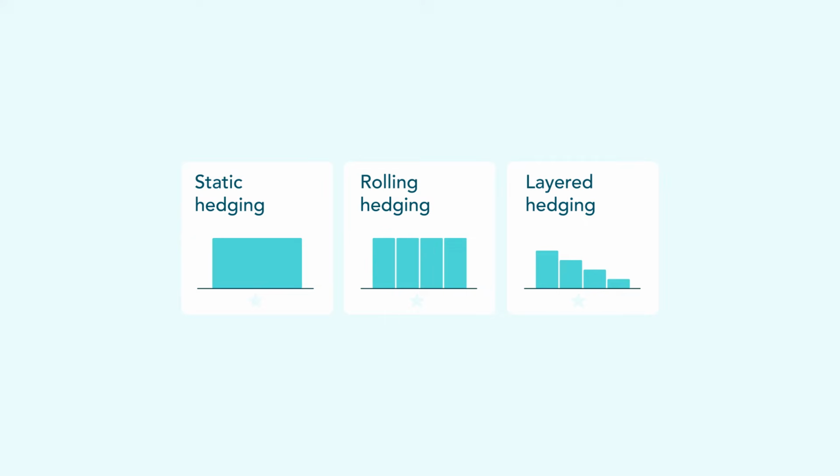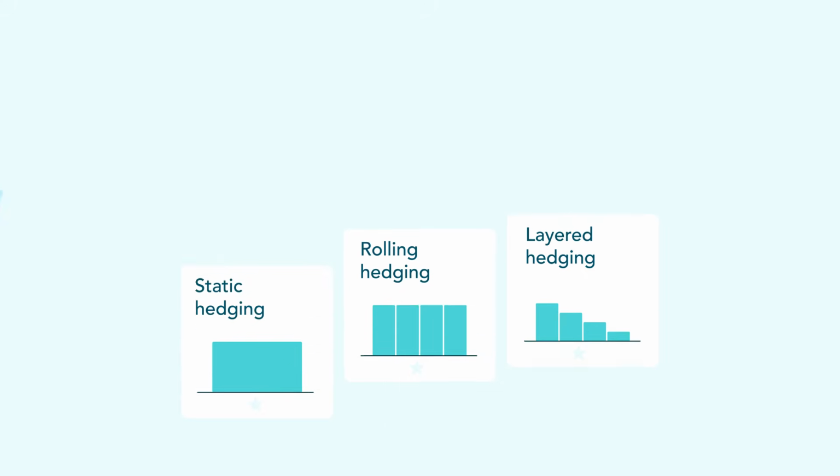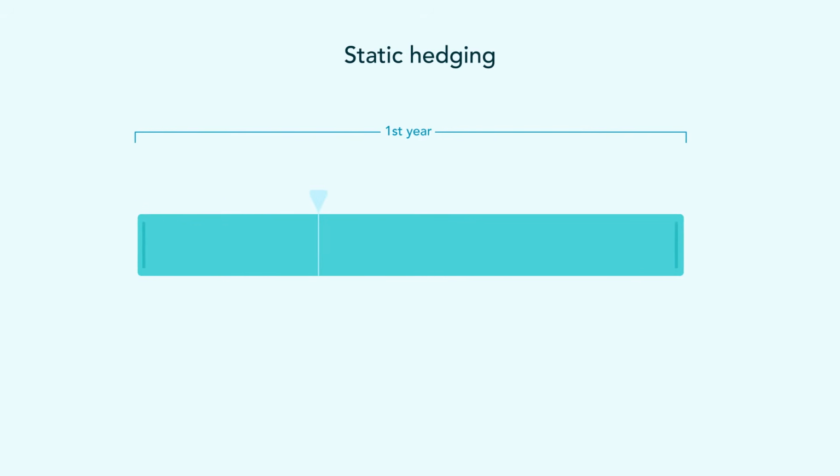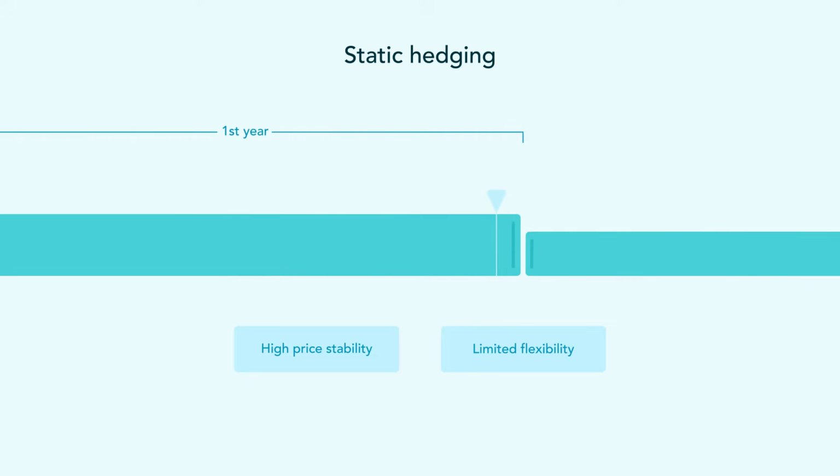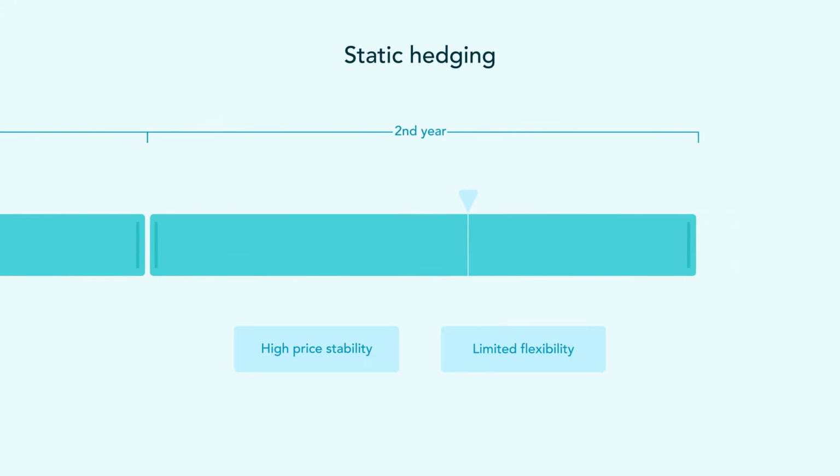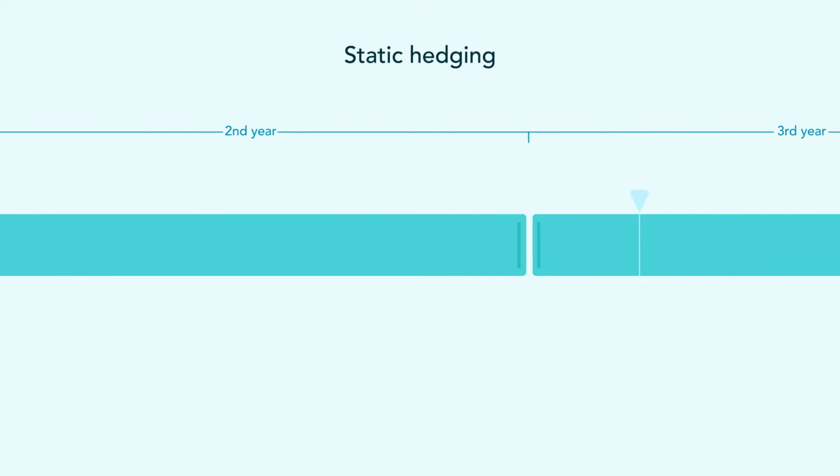Now let's look at a few commonly used hedging programs. Static hedging involves setting hedges for the entire period, ensuring price stability but limited flexibility to adapt to market changes.